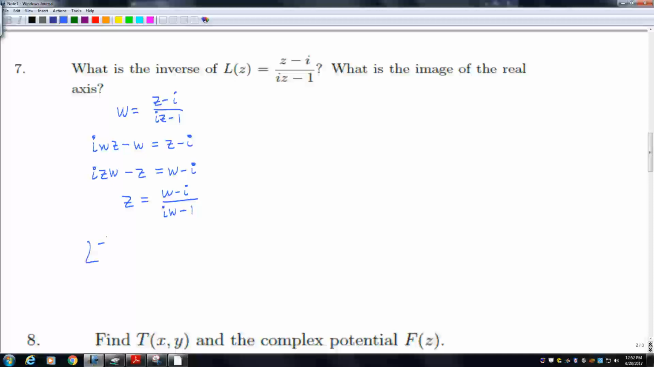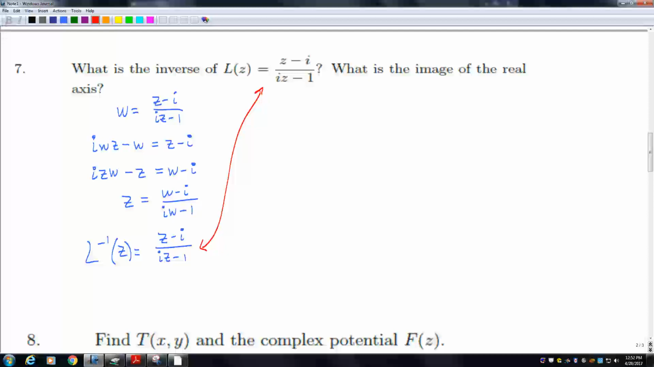Okay, and normally I guess we would switch letters here and call it z instead of w, so I get this function. And incidentally, I don't know if you had a reason to suspect this or not, but notice that L happens to equal L inverse in this case. Okay.